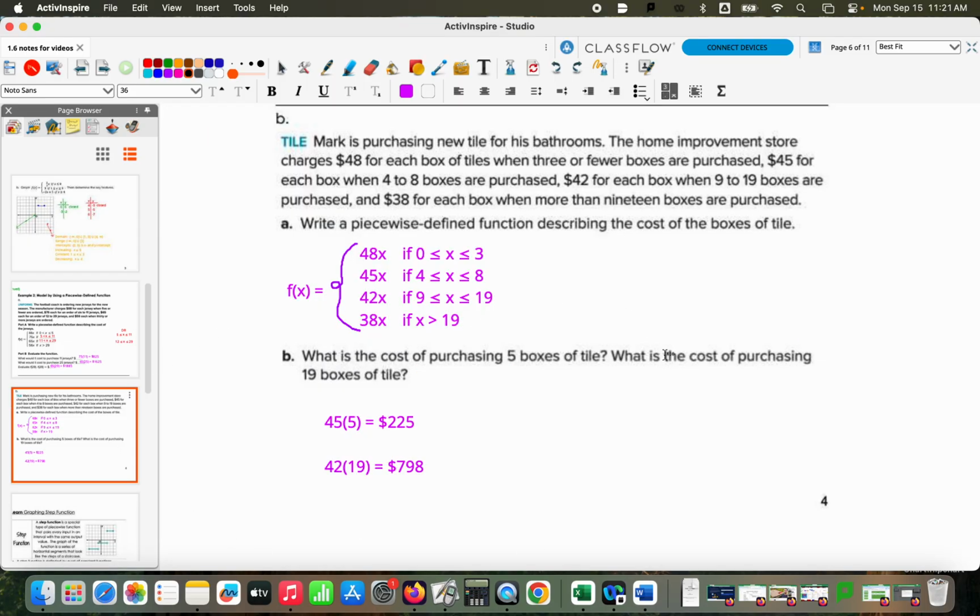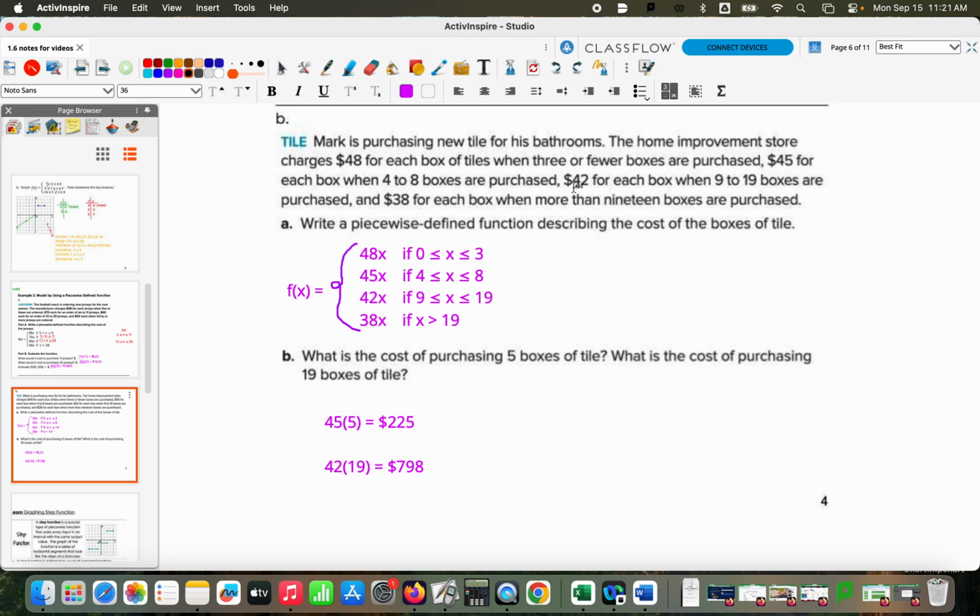Feel free to pause and read through the situation. With purchasing boxes of tile, we do need to make the actual entire function. We can see it's $48 for each box of tiles, so I did 48x, 48 for each one. You can also have some constant numbers in here sometimes too, but this one is $40 per box. In this case, I chose to do 0 less than or equal to x. You could also do 0 less than x. I doubt you're buying 0 boxes. Either way, you pay 0 anyway.